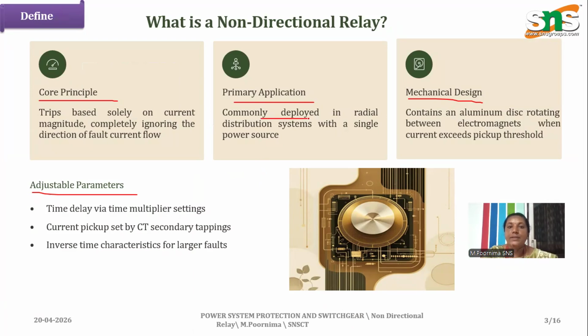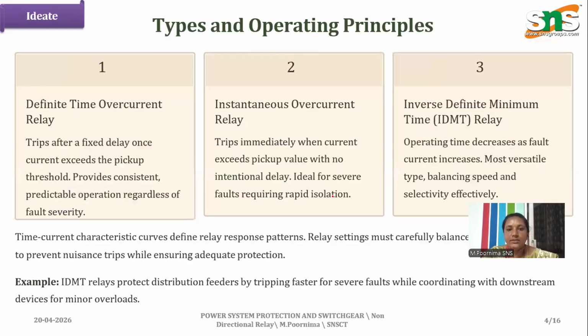It is commonly deployed in radial distribution systems with a single power source. The mechanical design has an aluminum disc rotating between electromagnets when current exceeds the pickup value, the threshold value. The adjustable parameters are the time delay via the time multiplier setting, where we have seen inverse time delay, and the current pickup setting by CT and primary settings. Here comes the inverse time characteristic for large current.